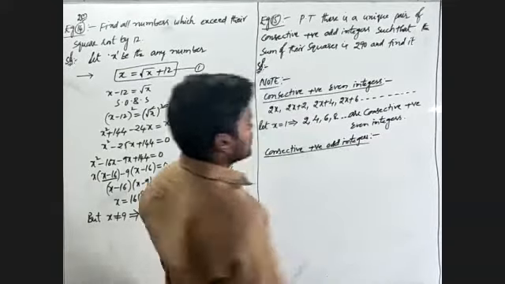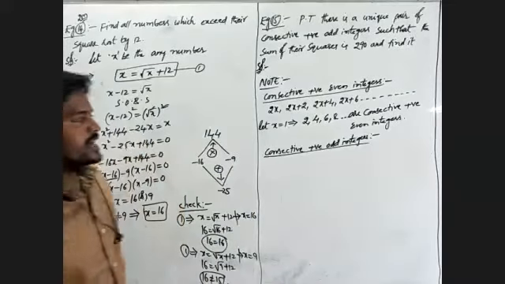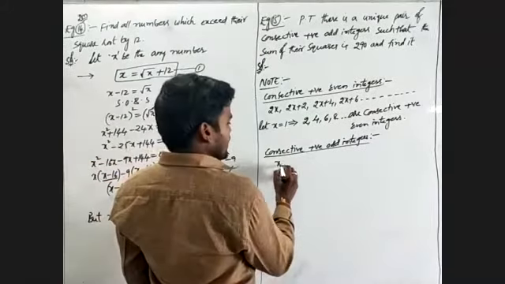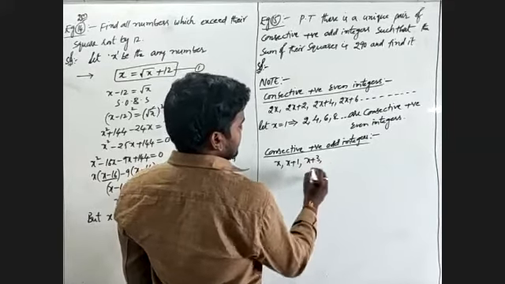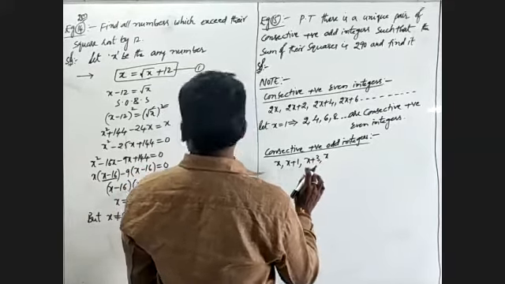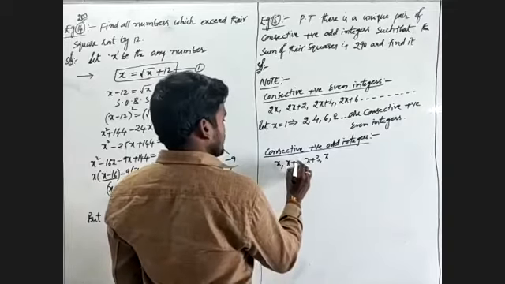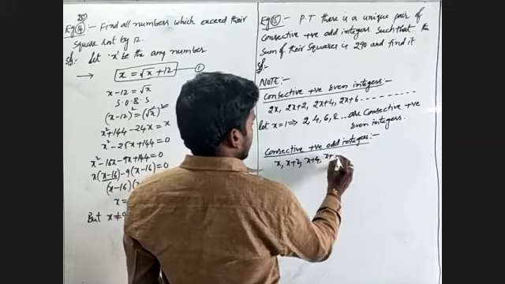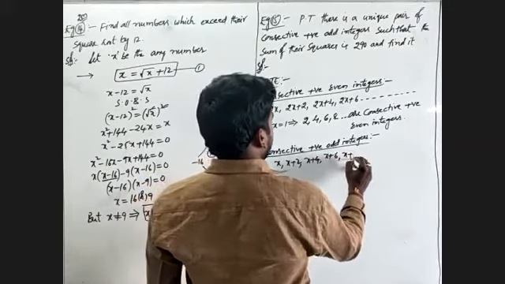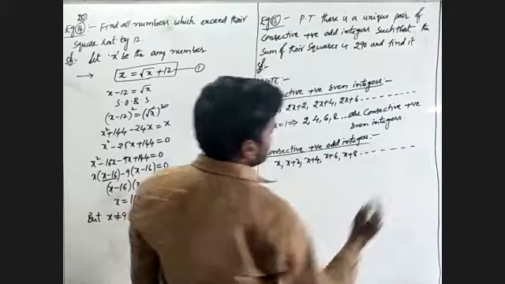Consecutive positive odd integers are of the form x, x plus 2, x plus 4, x plus 6, x plus 8, and so on. We'll observe this one.